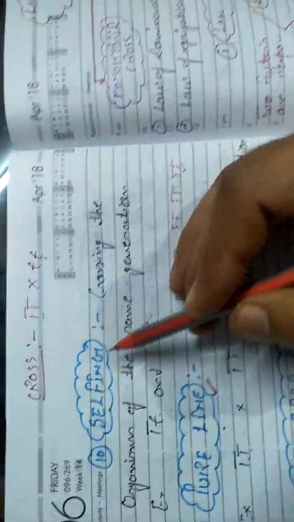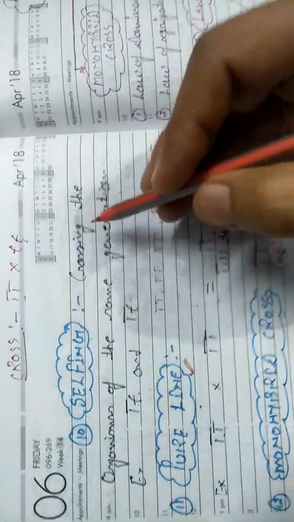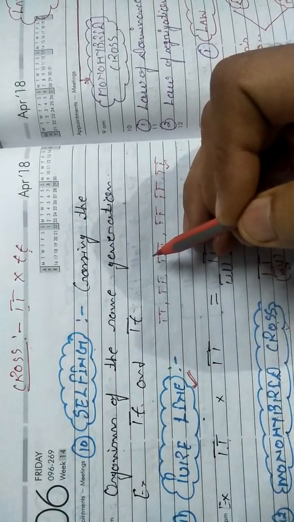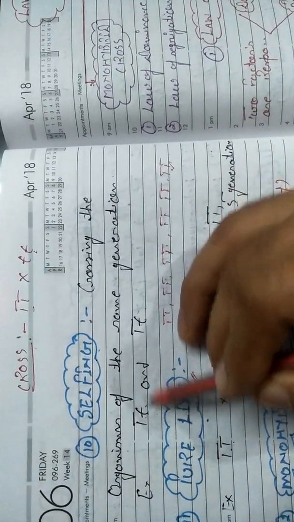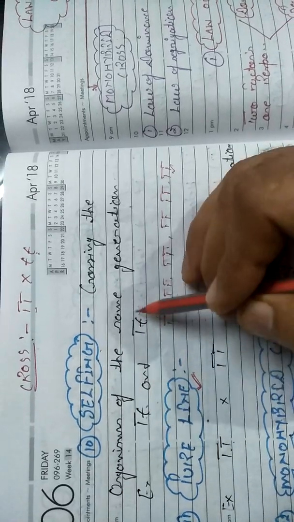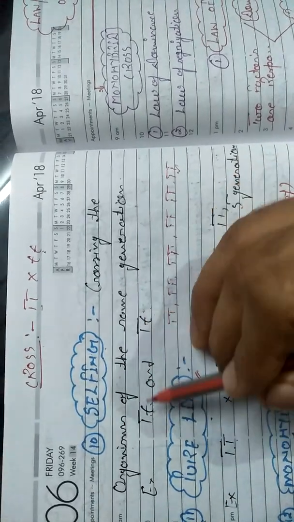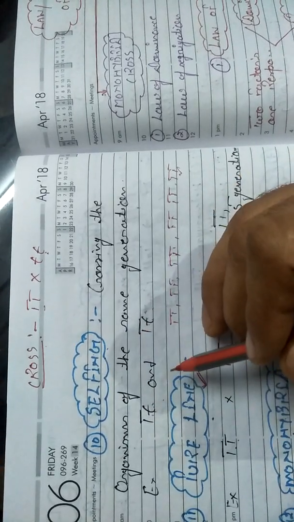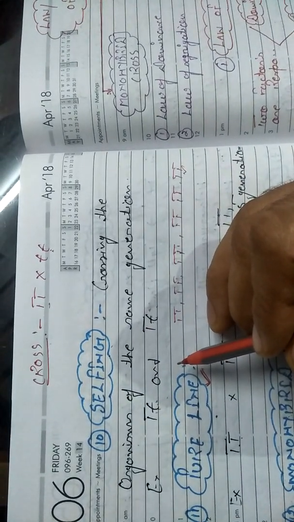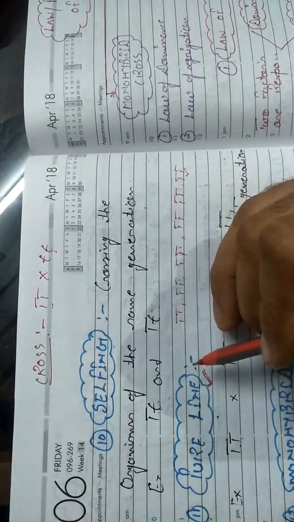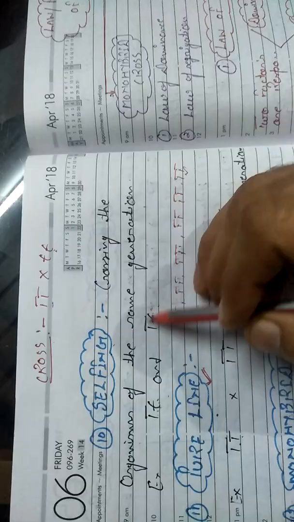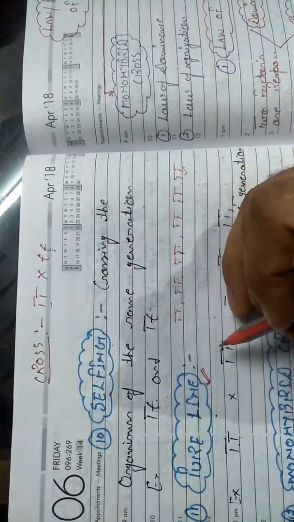Next, important term, selfing. Selfing means the crossing takes place within the same generation. It means both plants are the same, and selfing takes place between them. It means hybridization will happen among themselves. This is selfing. This is capital T small t, here is also capital T small t, and all generations are related to capital T and small t.